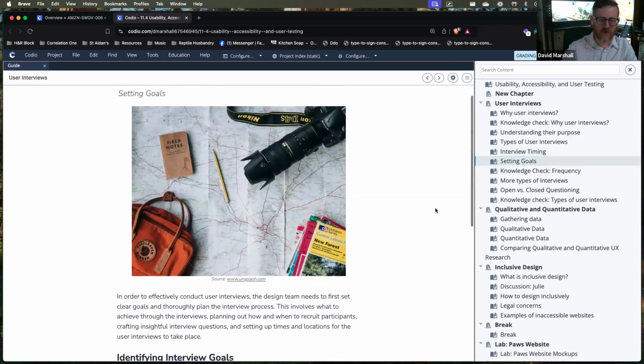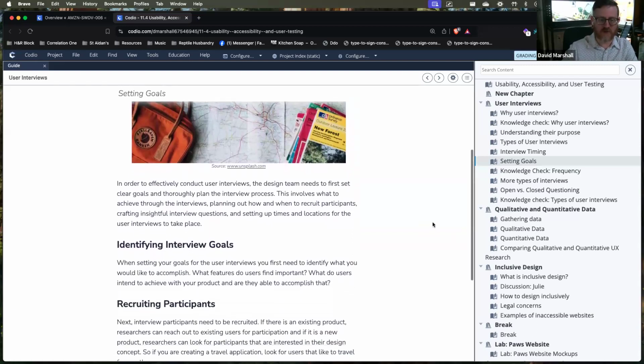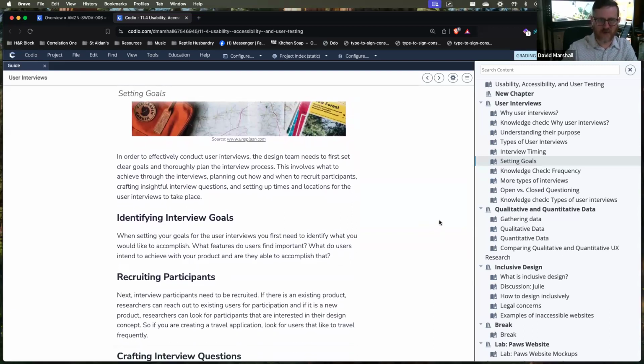So when it comes to setting goals, this is where before you get too far, it's really good to have proper expectations, right? Understanding what should be happening through these interviews, when and how to get people involved, making sure you have the right questions, and then also setting up times and locations for those user interviews to take place, right? So when it comes to identifying your goals, what are you trying to even get out of this, right?